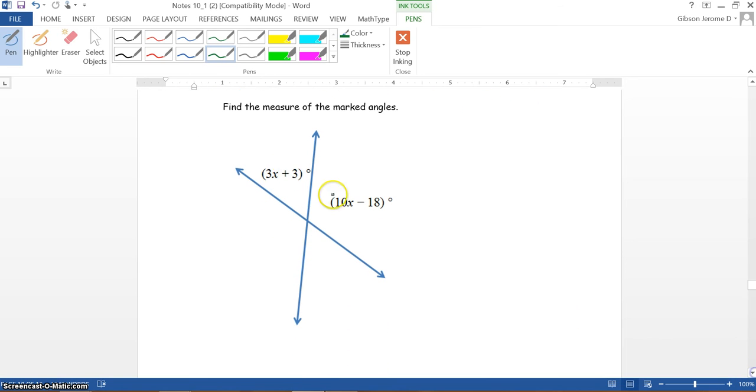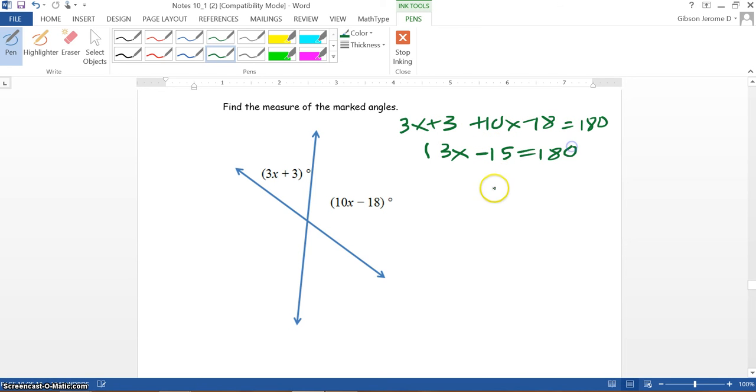Now it says here basically the same thing. Find the measure of the marked angles. But you notice these are not vertical angles. These two angles here form a straight angle. So we know that both of these added together must equal 180. So we add 3x plus 3 plus 10x minus 18. Now we can put these in parentheses, but since they're added, we don't need to put the parentheses. Equals 180. 3x and 10x is 13x. 3 minus 18 is negative 15 equals 180.